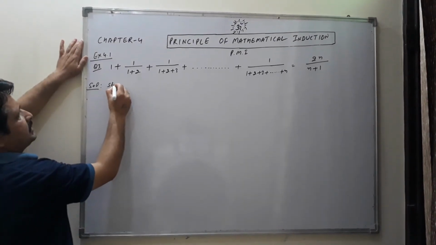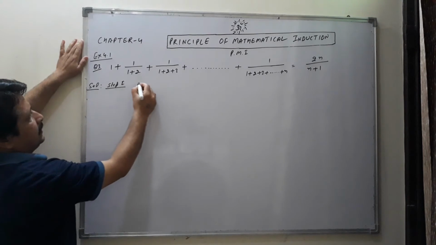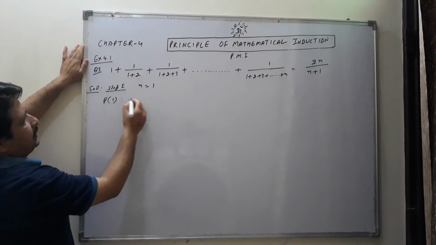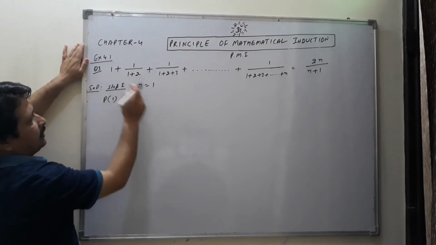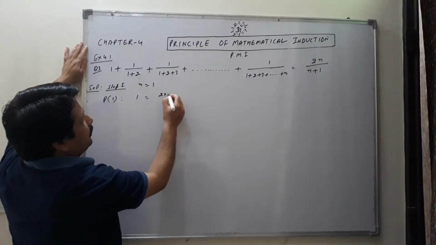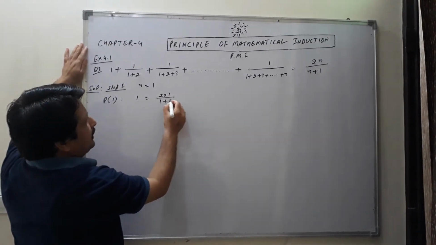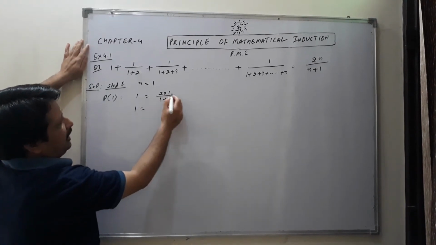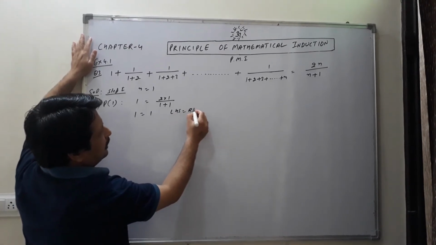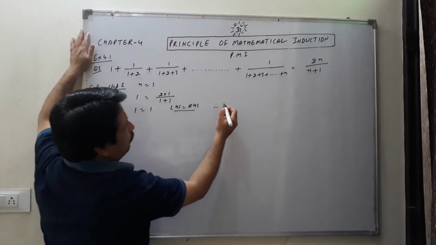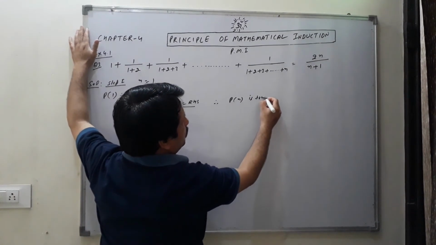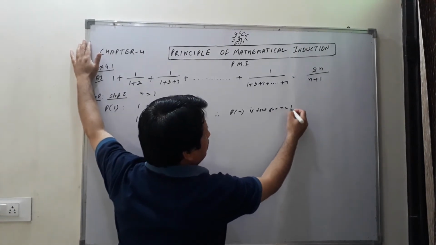So let us come to step number 1, that is n is equal to 1. So P of 1, the left hand side, is equal to 1. On the right hand side, it is 2 into 1 upon 1 plus 1. So when you solve it, it also comes as 1. So left hand side is equal to right hand side. Therefore, P of n is true for n is equal to 1.